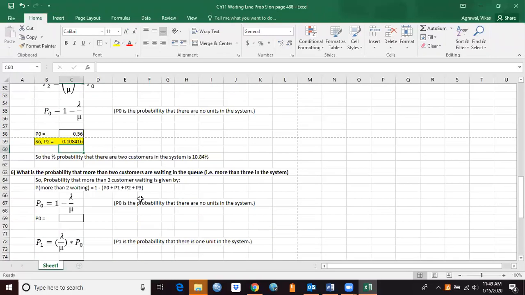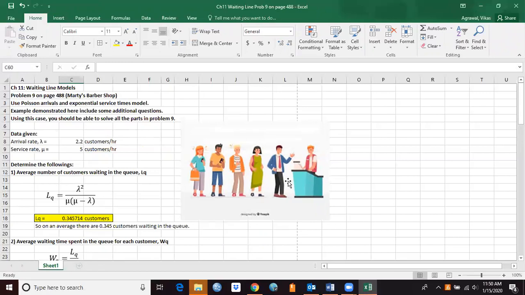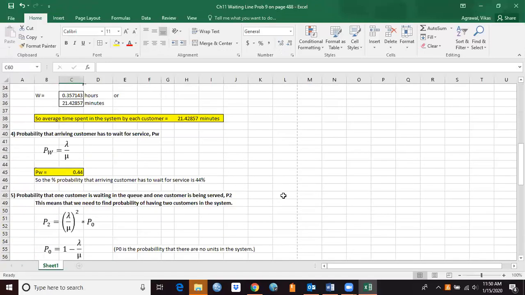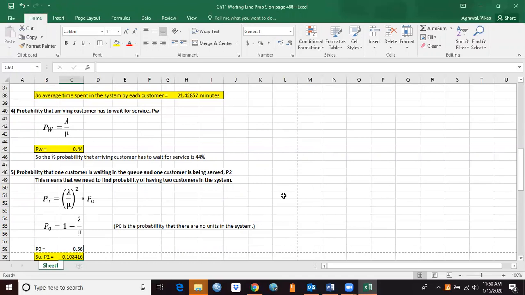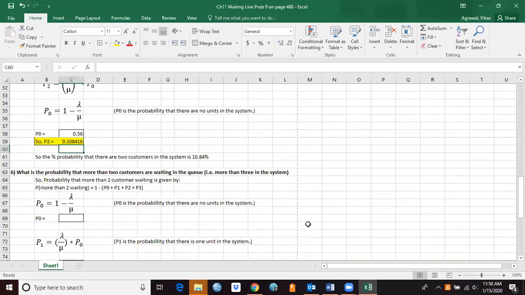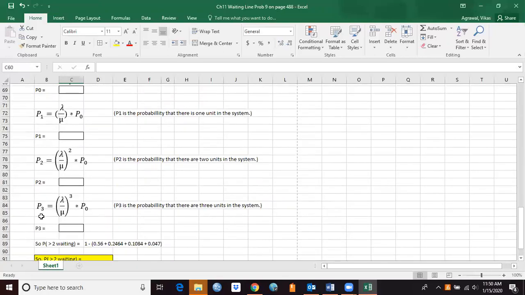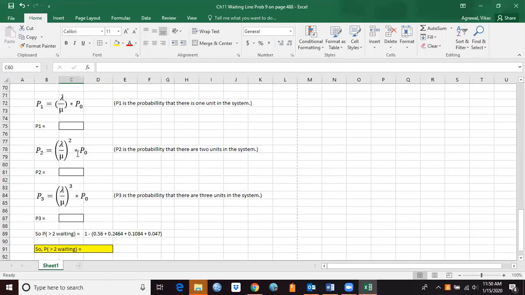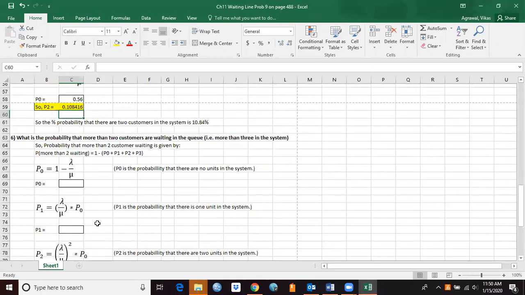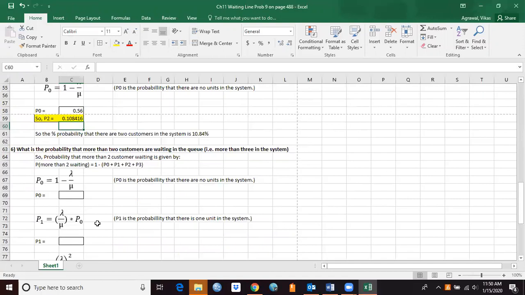Same thing. Okay. Now let's say that we need to find the answer for this question here. What is the probability that more than two customers are waiting in the queue? So first of all, two customers in the queue means three customers in the system. So what we want to know is the probability that more than three customers are present in the system. For that, we need to first find the probability for zero customers, one customer, two customers, and three customers in the system. Then you sum them up and subtract from one. That will give you the probability of more than two customers waiting in the queue.